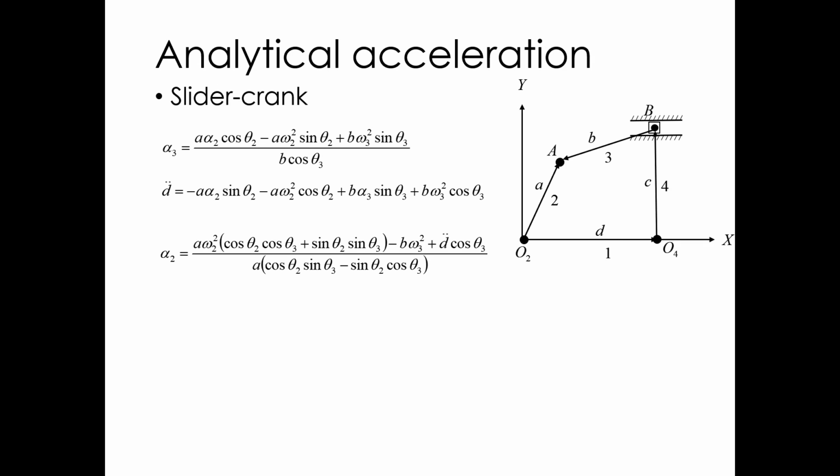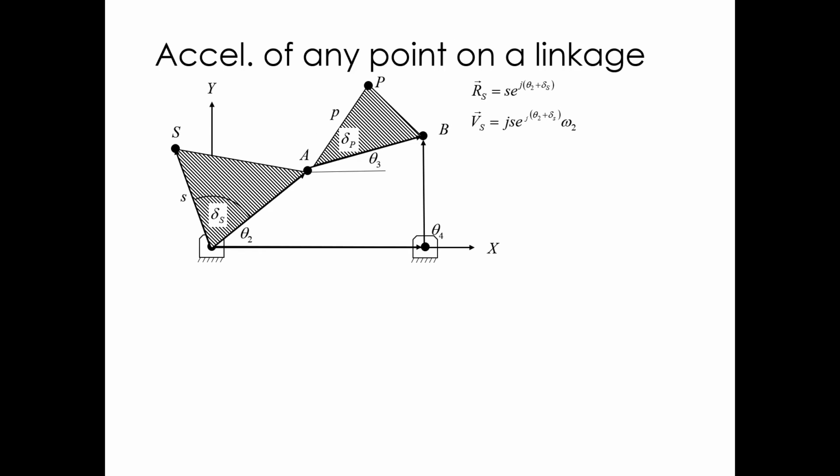So in this case, we know D double dot. We want to find alpha 2. We need to solve through this giant mess. I probably won't put that on the exam. It just takes too long. So expect crank slider velocity and acceleration analysis, not slider crank.